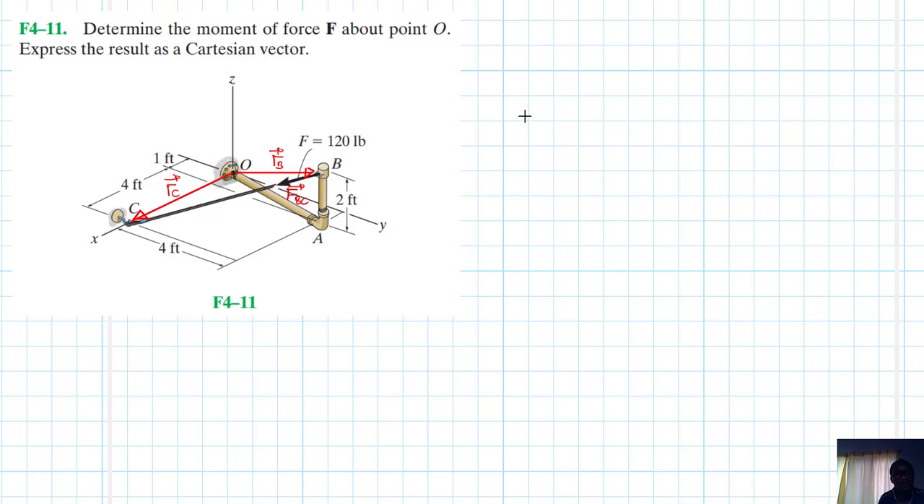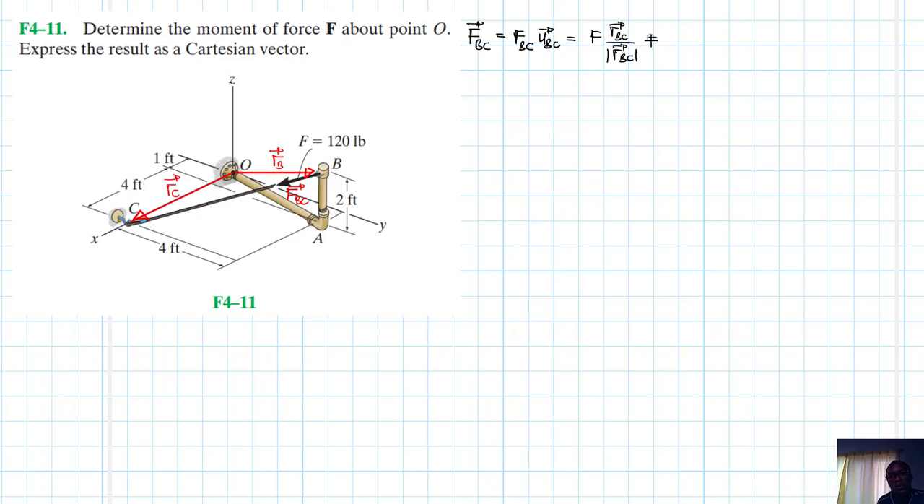So what do we do? We know that FBC, converting it into a vector, is equal to F times the unit vector BC, which is just equal to F times RBC divided by the magnitude of RBC.